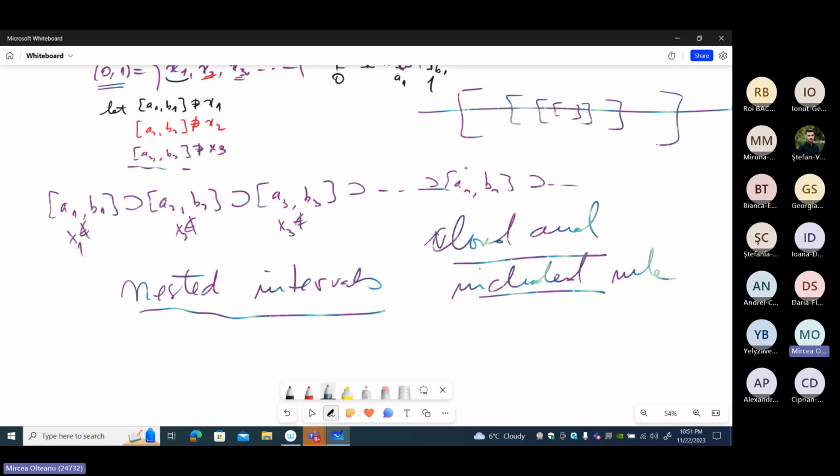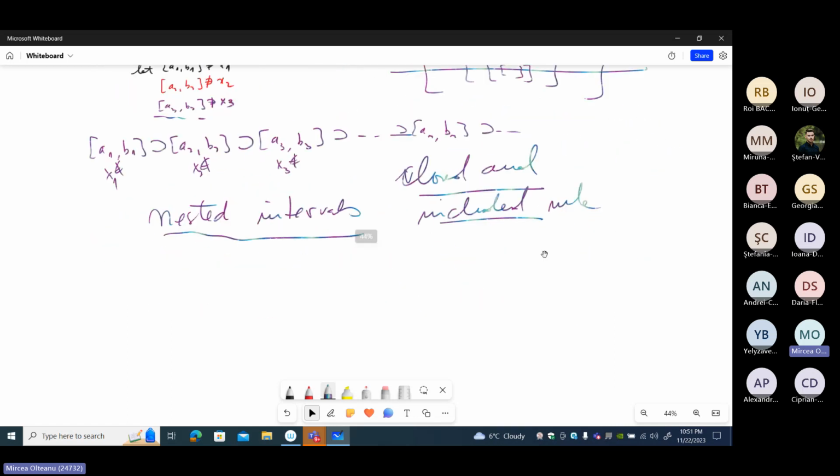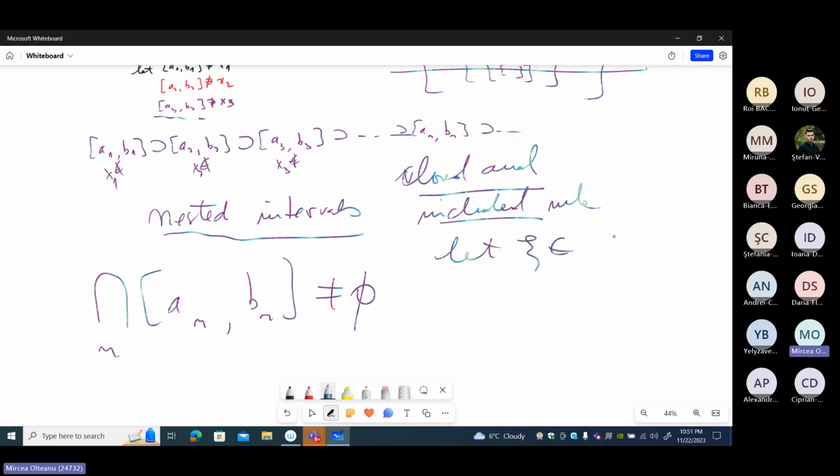And we have a lemma, a theorem, which we call a lemma, which says that if you have such intervals, then the intersection of all these intervals is not empty. It does contain at least one real number. So let Xi be that number which is in the intersection. So attention, that means that Xi belongs to all these intervals. This is what it means to be in the intersection. It is in all of them, for every n.